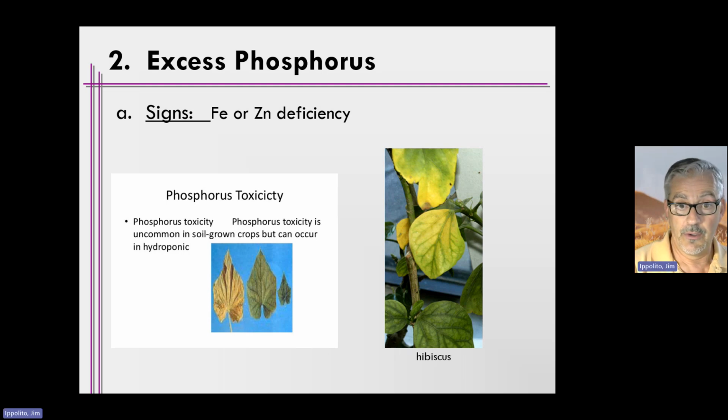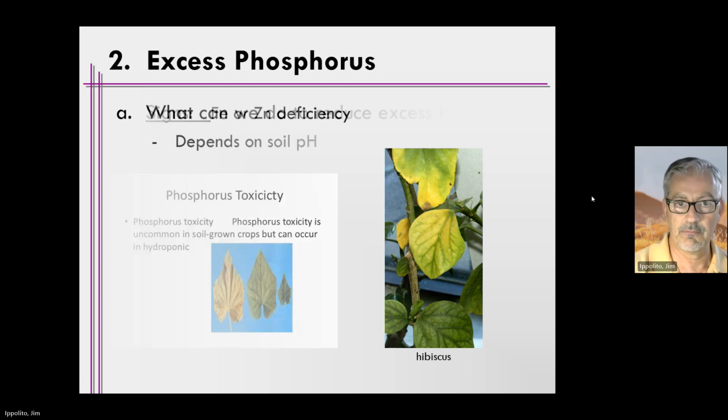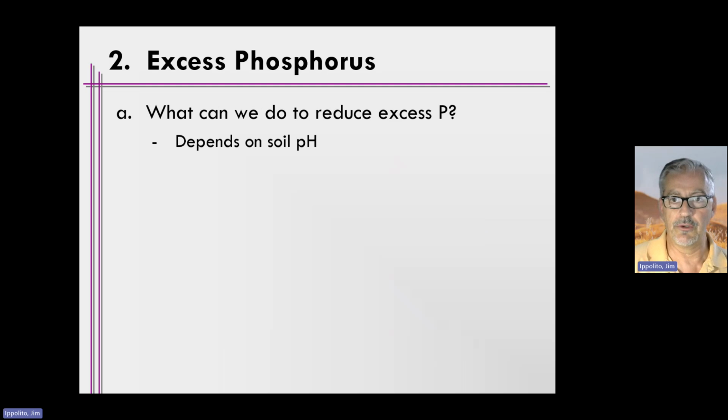And although toxicity is uncommon in soils grown with the major crops that we grow, it certainly can be an issue in hydroponic systems if you're not careful with phosphorus application rate into the liquid phase under hydroponics. But this can happen in the natural environment. And so think about, what can we do to reduce excess phosphorus?